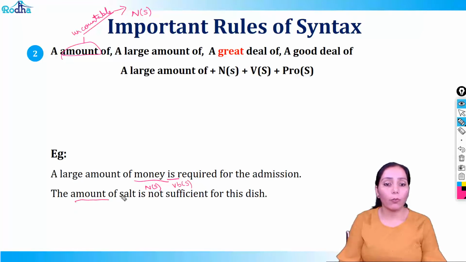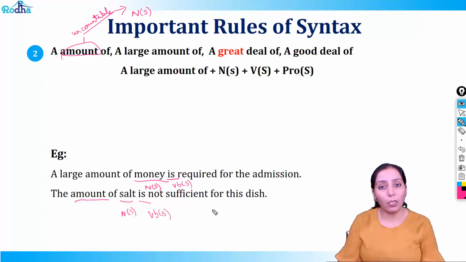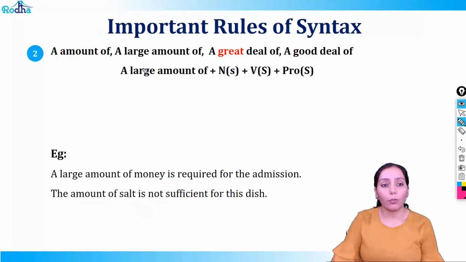Next: "The amount of salt is not sufficient for the dish." Salt is singular. Why? Because salt is uncountable. Can you count salt? One salt, two salt, three salt? No, you cannot count. That is why salt is uncountable, and the verb should be singular with it. That is why the verb is singular. Sugar, salt, sand, all these things you cannot count. That is why they all come under uncountable nouns, and uncountable nouns are always singular. So the noun is singular, the verb is singular, and because of that the further pronoun should be singular.